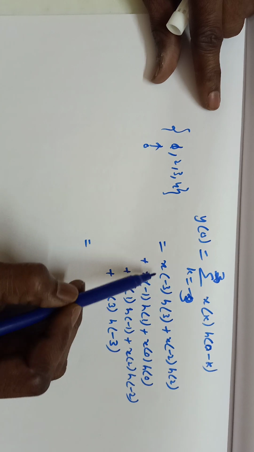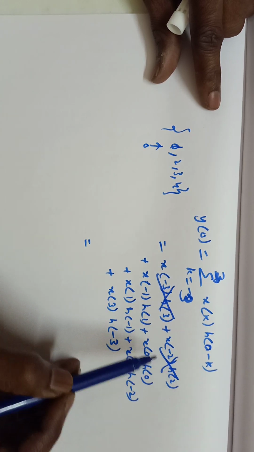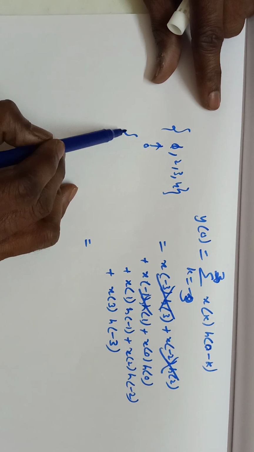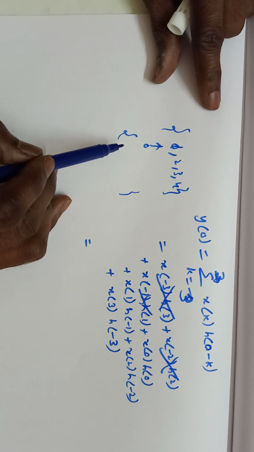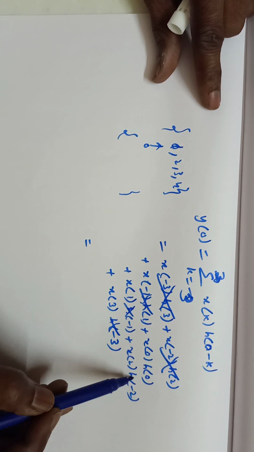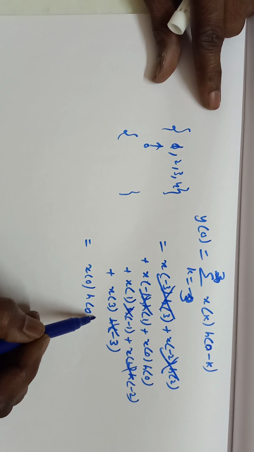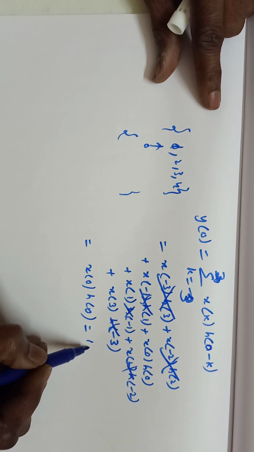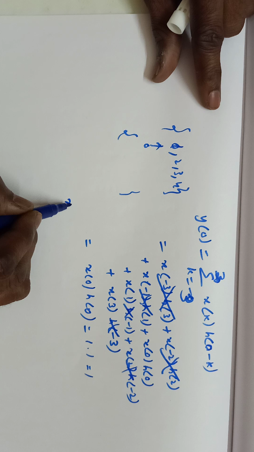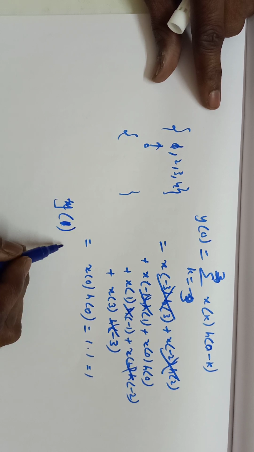So as x of negative n samples is 0, this will be 0, this will be 0, this will be 0, and even h of n also has no samples at negative n values. So this is also 0. Only we will get the value x of 0 into h of 0. So x of 0 is 1, h of 0 is 1. So the value is 1.